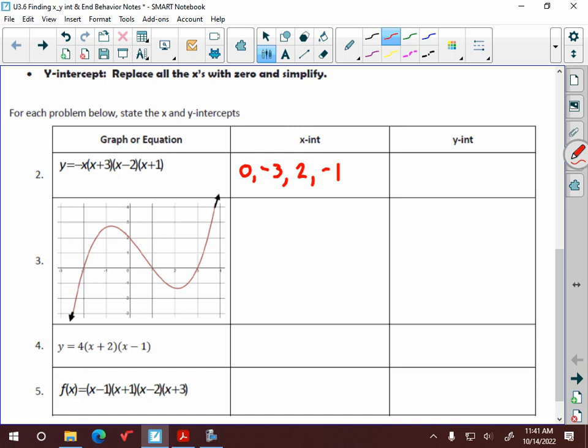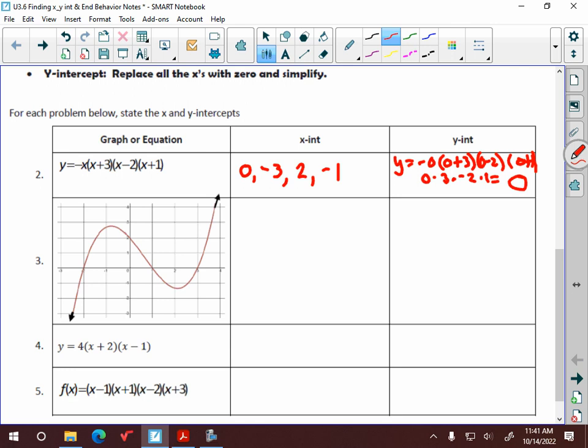So when we want to find the y-intercept, we can replace all the x's with 0 and solve for y. If we take this equation and just replace all the x's, and then 0 plus 1. If you simplify this, -0 is 0, times 0 plus 3 is 3, times 0 minus 2 is -2, times 0 plus 1 is 1. If you multiply all that together, we're going to get 0 for the y-intercept. 0 times anything just gives you 0.